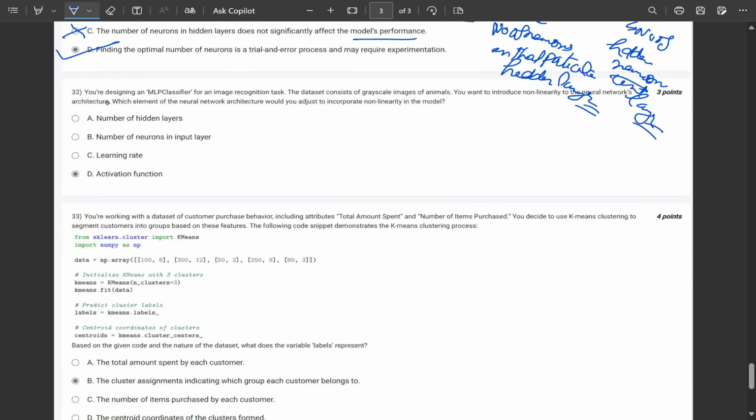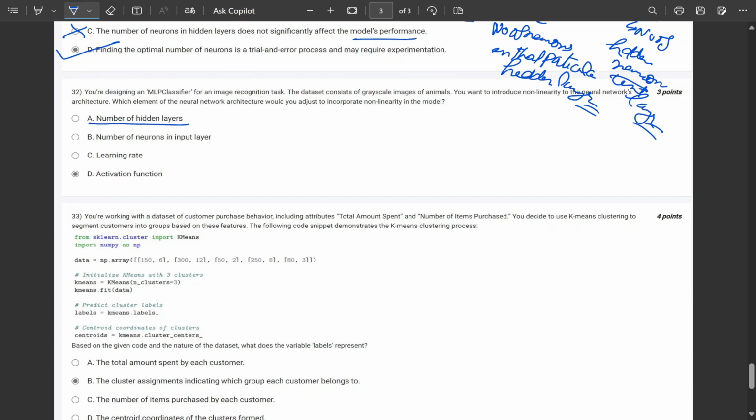Next, you are designing an MLP classifier for an image recognition task. A dataset consists of grayscale images of animals. You want to include non-linearity in the neural network architecture. Which element of the neural network architecture would you adjust to incorporate non-linearity into the model?